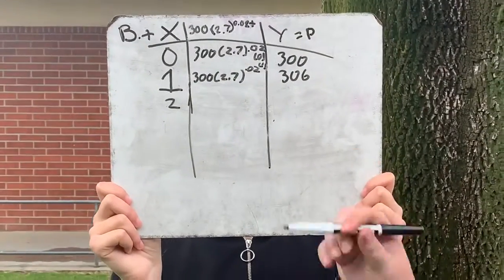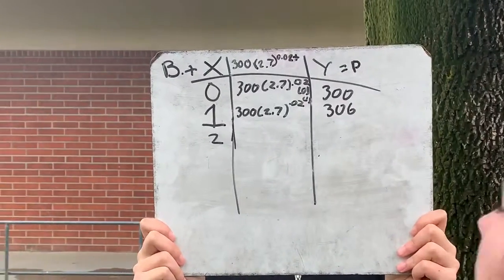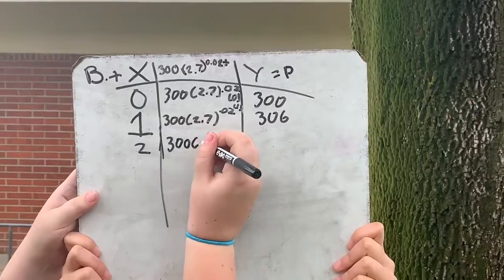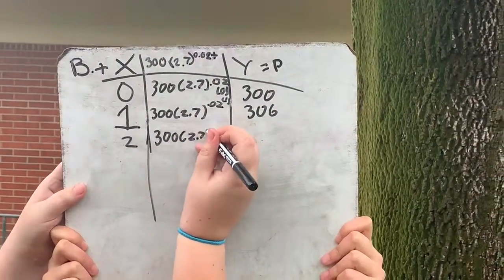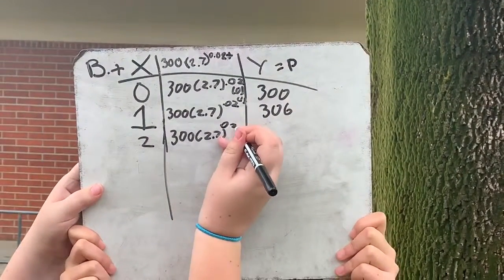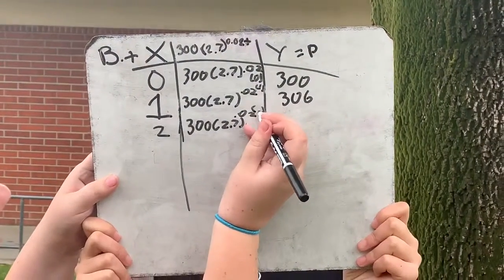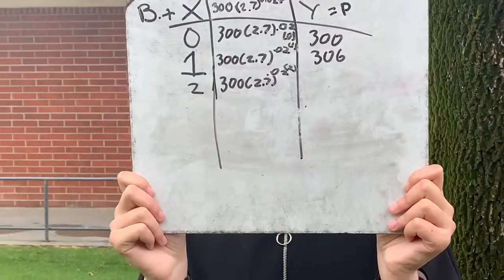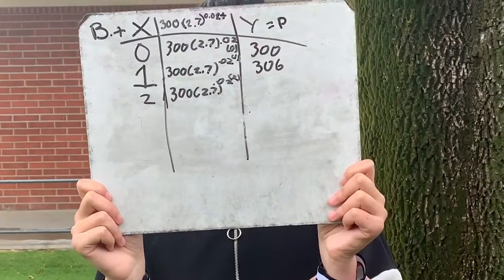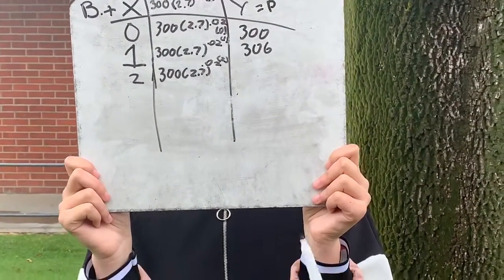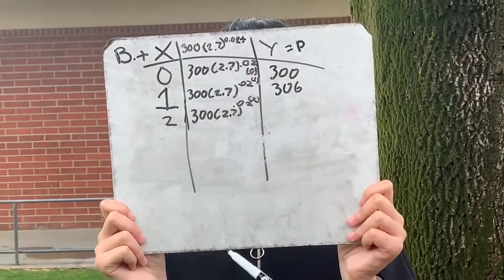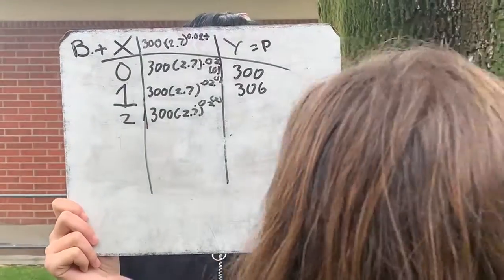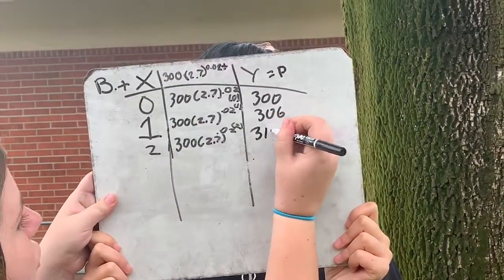And then our last domain value is going to be 2, which is what our original problem was for the 2 hours. So it's going to be 300 times 2.7 to the 0.02 times 2. So then what you do is you do the regular problem of 0.02 times 2, which is 0.04. Then it's 2.7 to the 0.04 times 300, which will give us 312.